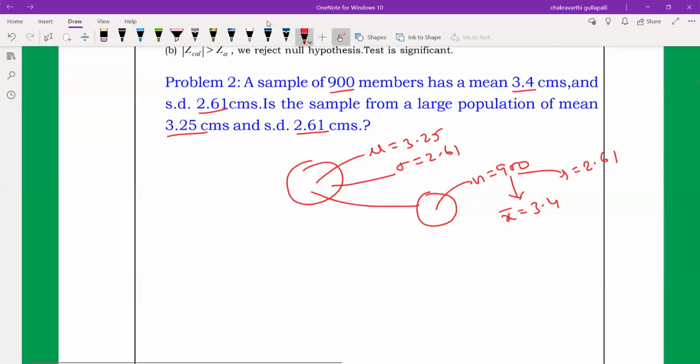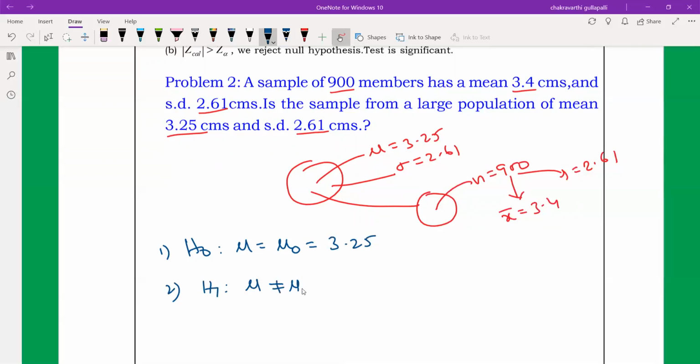Here, set up H naught: mu is equal to mu naught, that is the given 3.25. Alternative hypothesis H1: mu not equal to mu naught. There is no difference between the sample mean and population mean. Here we can directly take mu not equal to mu naught, with mu naught value 3.25.